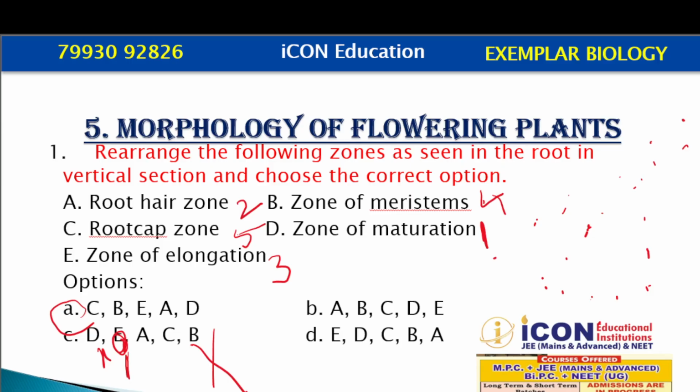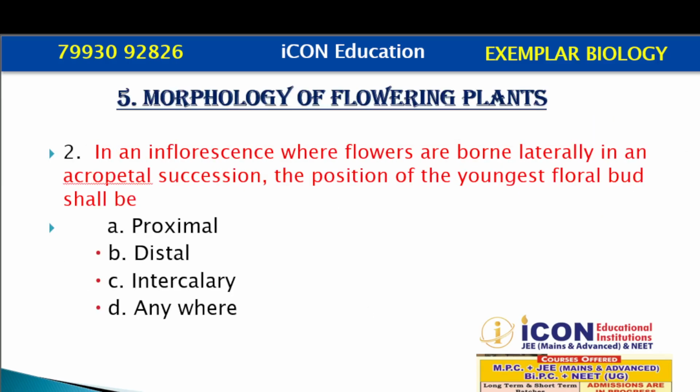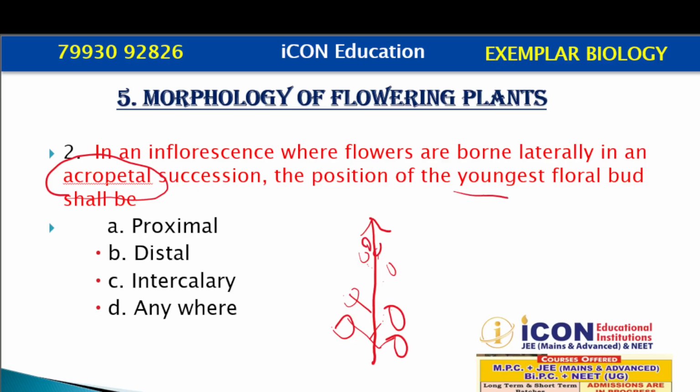Question number 2. In an inflorescence where flowers are borne laterally in an acropetal succession, the position of the youngest floral bud shall be. So, here in the inflorescence, the flowers are arranged in acropetal succession. Acropetal succession means the older flowers are there at the base and young flowers are there at the top. The position of the youngest flower is asked. Youngest flower is there at the top.